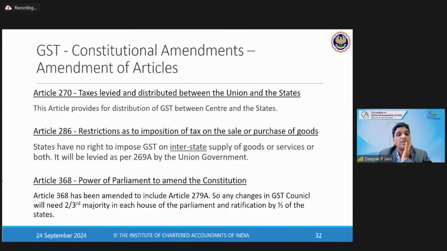GST does not come under the union list, Tejasvi. GST doesn't come under the union list, doesn't come under the state list, doesn't come under the concurrent list. It doesn't come in either of those three lists. It comes through a new article, which is Article 246A. The union list is under 246. GST does not come under 246. GST comes under 246A.